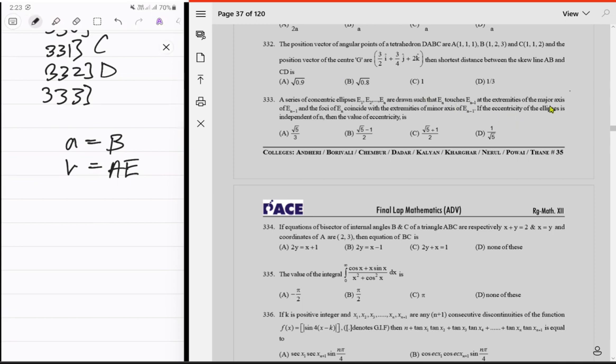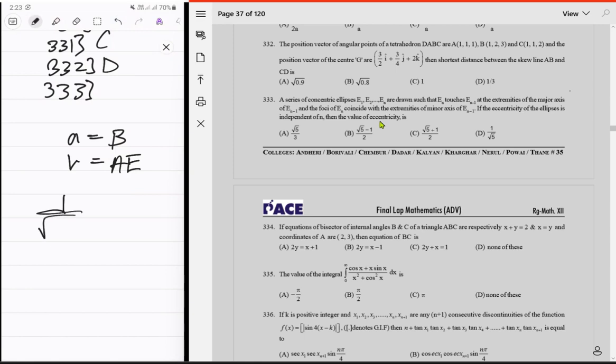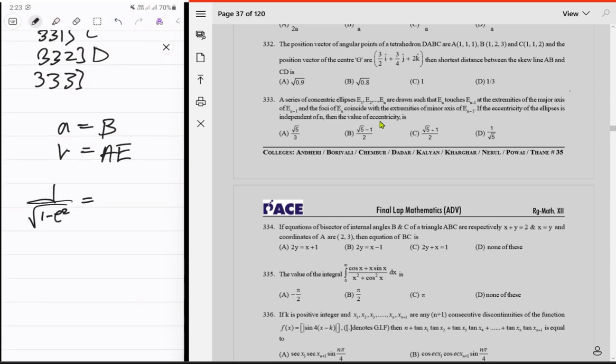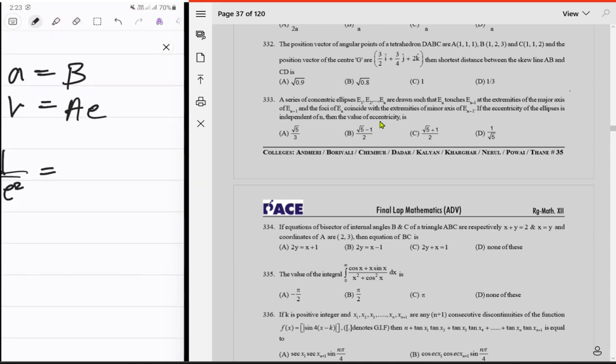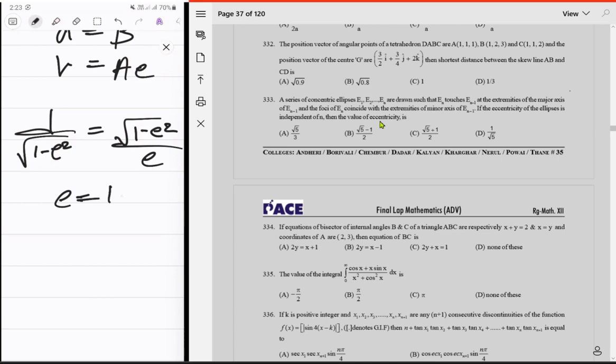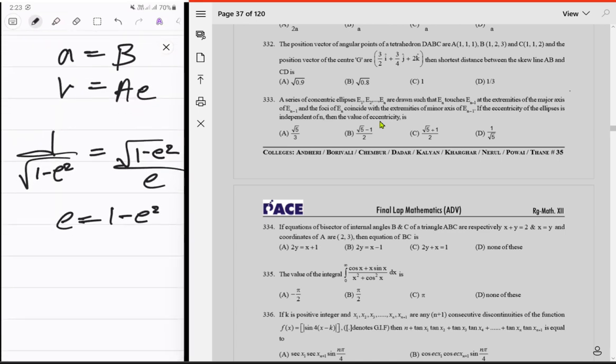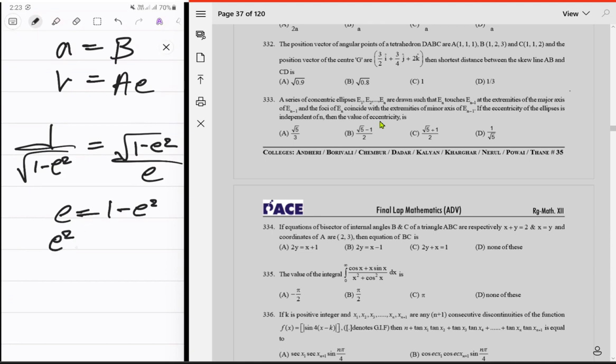So if eccentricity of the ellipse is independent of n, value of eccentricity is just, divide, you just get what, like a upon b, which is 1 upon square root of 1 minus e squared. That is equal to, so अगर eccentricity independent of n है तो यहाँ पे भी same ही रहेगी, right? And then b upon a, right? Which is like square root of 1 minus e squared once again, then upon e. So that means like e is equal to 1 minus e squared, right? I guess, yeah. So like e squared plus e minus 1 equal to 0.